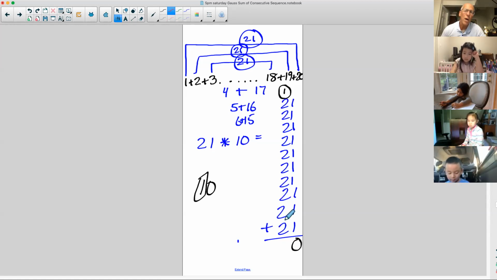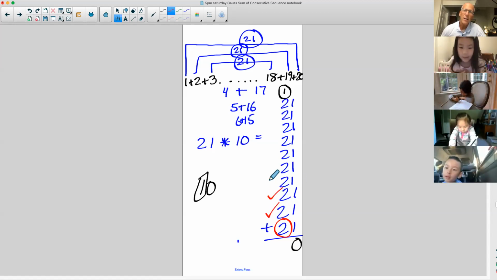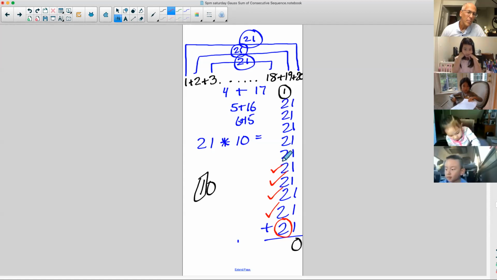Everybody start with the bottom 2. Everybody circle it. Let's count by 2s. You ready? 2. 4. 6. 8. 10. What comes after 8? Come on. 2, 4, 6, 8, and what comes next? 10. All right, 10, and then the next one. 12. 14. 16. Keep going.